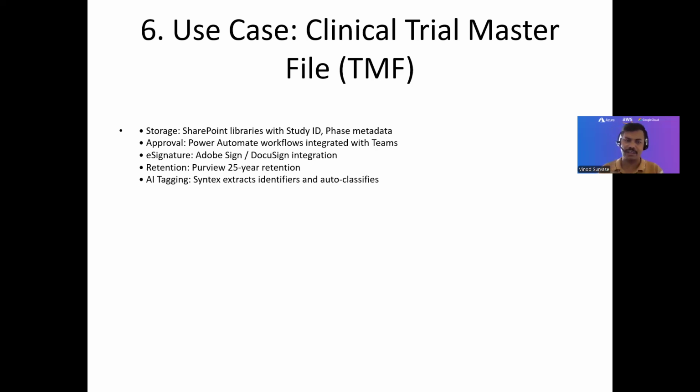And then AI tagging, right? Syntex extracts identifiers and auto-classifies the data and documentation across the organization. It is going to help make sure data is classified based on different parameters, what type of data it is, how it should be classified, and who should have access to it, right? Only those people should be able to access, share, use, and modify it, based on the permissions they have. So that's how it is going to be.